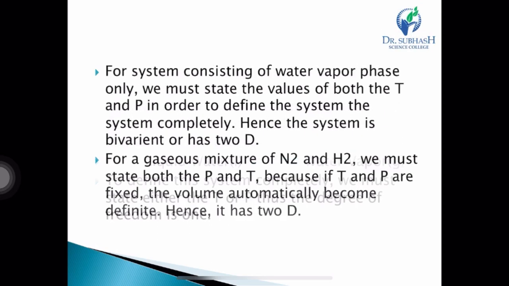So this is called a system consisting of the water vapor phase only. So we must state the value of both T and P in order to define the system completely, in a bivariant, right? Furthermore, in a gaseous mixture of N2 and H2, we must state both the pressure and temperature, because if temperature and pressure are fixed, the volume automatically becomes defined. Hence, it is a 2 degree of freedom, right?